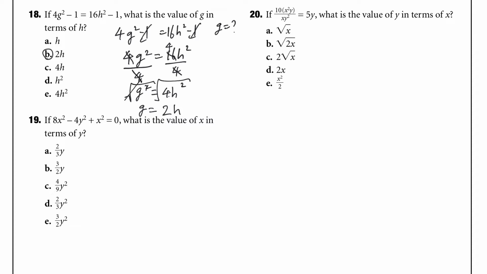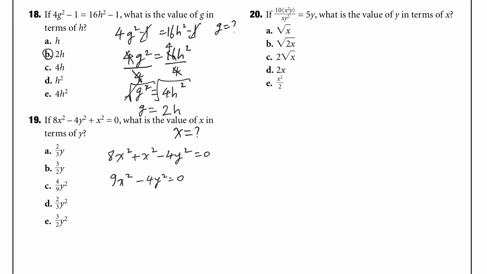Number 19. If 8x squared minus 4y squared plus x squared is equal to 0, what is the value of x in terms of y? So I'm going to first collect like terms. So I just rewrote the exact same equation. So I have 9x squared minus 4y squared is equal to 0.